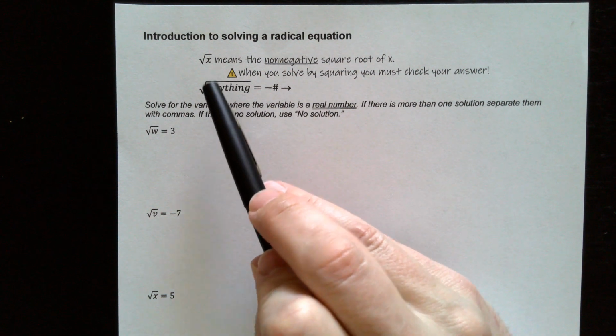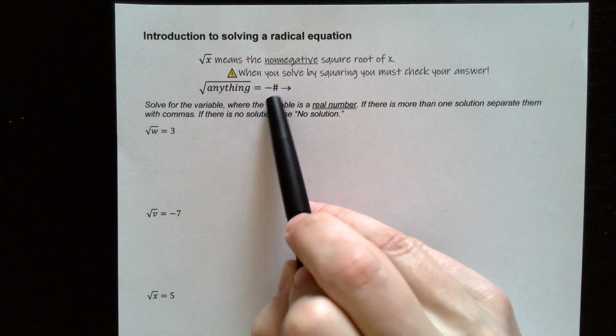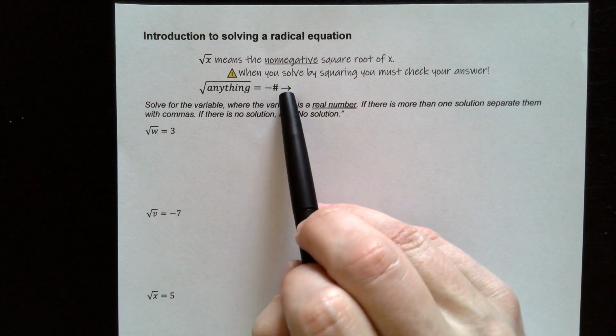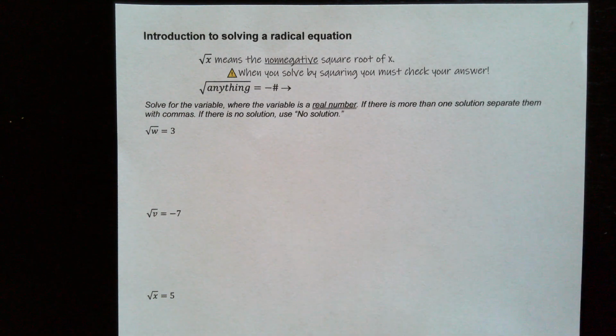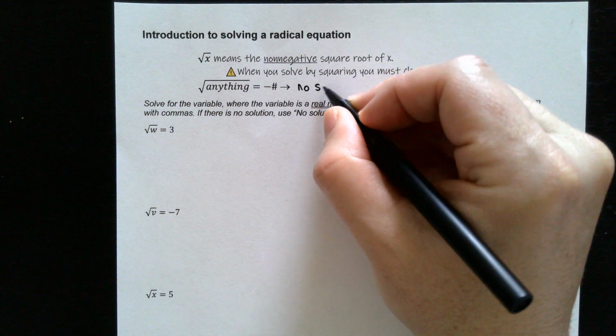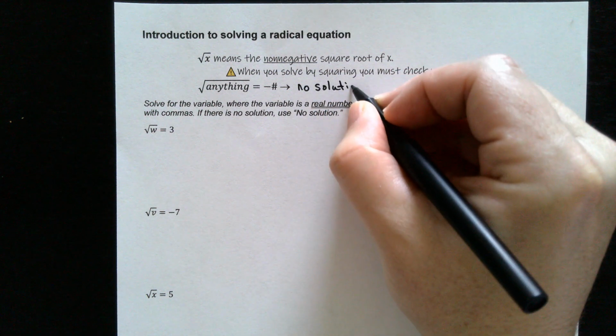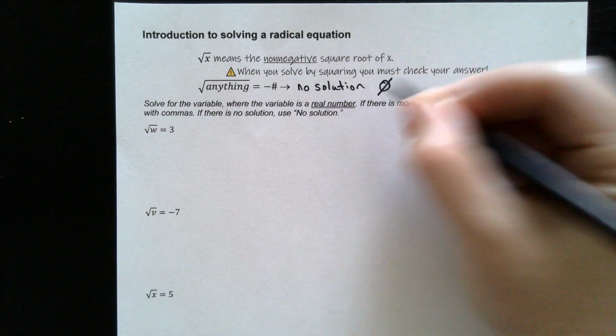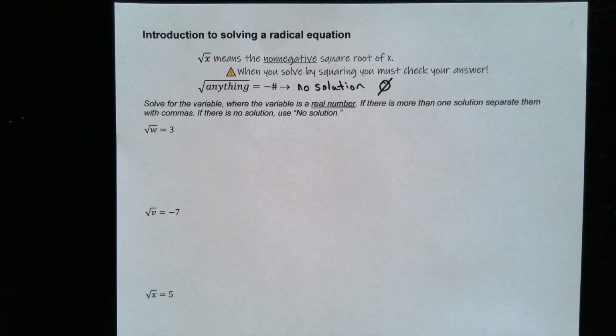So in other words, if you have the square root of something that's equal to a negative number, instead of trying to solve this and getting a complex number like 3i or something like that, we're just going to say no solution, okay? So no solution, and I will write that like this, a circle with a line through it. It's the empty set. It means no solution.